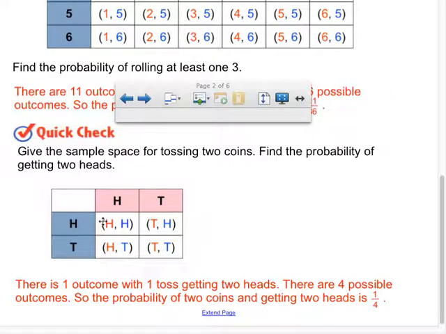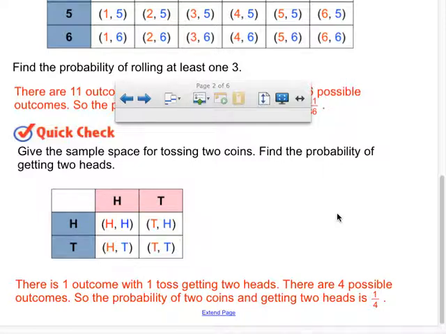Because they said, out of all the possible outcomes, how many ways can both the coins land heads up? Well, we see it right here. There's only one situation where both of them are heads. Out of 4, so 1/4. Okay? So the bottom denominator is how many different ways there are. The top one is how many times it will happen the way we want. In this case, heads up, both of them.